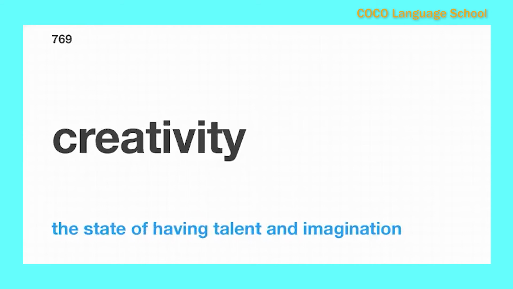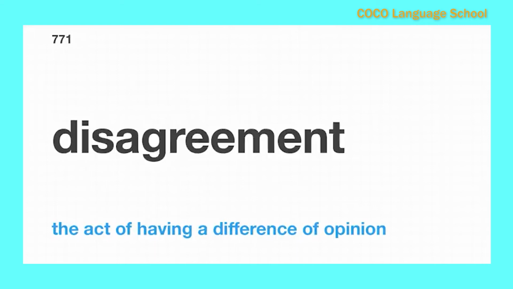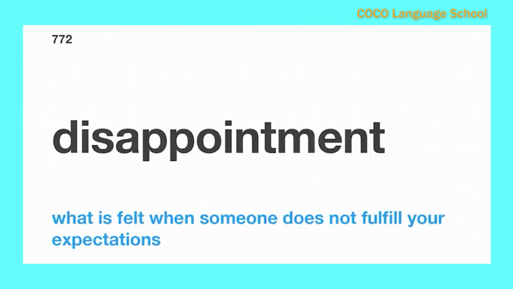The state of having talent and imagination. Creativity. Details used to make a decision. Criteria. The act of having a difference of opinion. Disagreement. What is felt when someone does not fulfill your expectations. Disappointment.